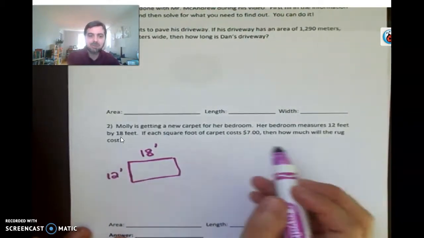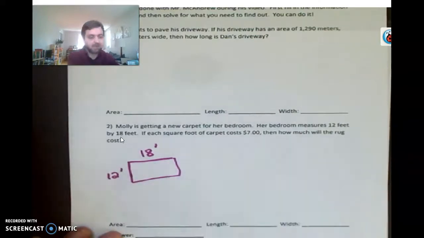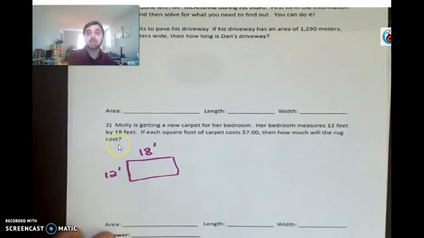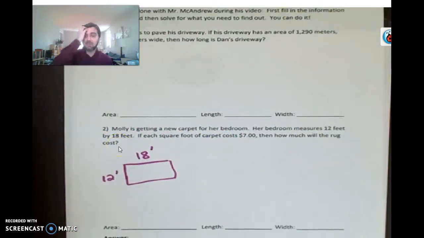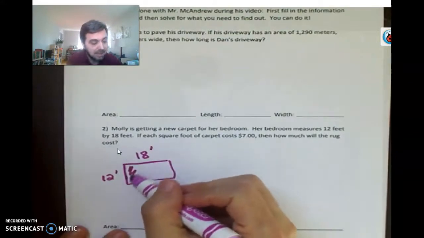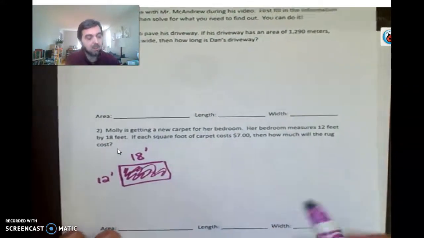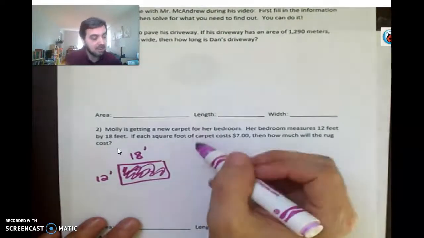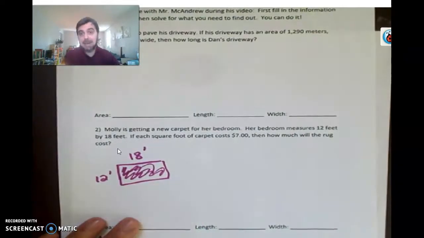So we're going to pretend like that's 18 feet and that's 12 feet. It says her bedroom measures, oh, we read that part. If each square foot of carpet costs $7, then how much will the rug cost? So this is like a two-step word problem because first we have to figure out how many square feet there are, which is area. It's going to be the area here. So the way to do that is we have to multiply. So let's use the area model again to find the area of a rectangle.